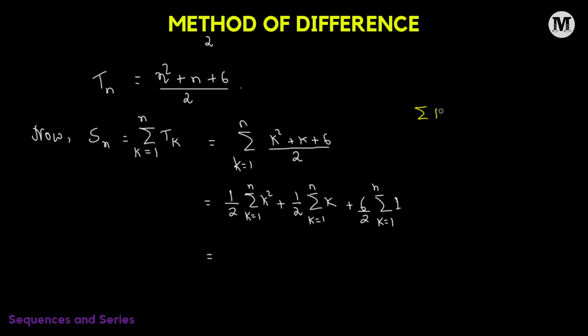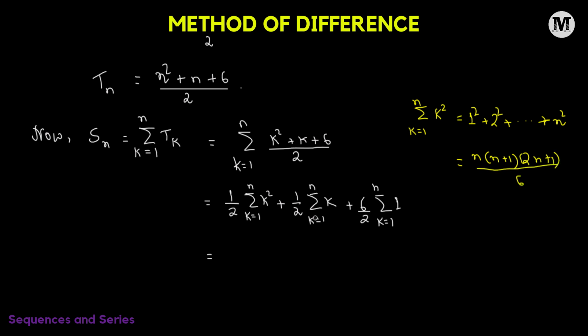Summation of k squared with k going from 1 to n, this represents the sum of the squares of the first n natural numbers. That means 1 squared plus 2 squared plus 3 squared added all the way up to the square of the last term, n squared. And we have a standard formula for it, that's given by n times (n plus 1) multiplied to (2n plus 1), whole divided by 6.